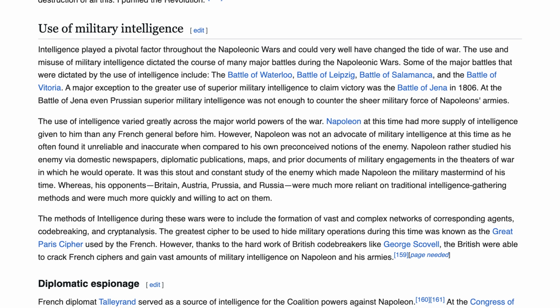The methods of intelligence during these wars were to include the formation of vast and complex networks of corresponding agents, codebreaking, and cryptanalysis.